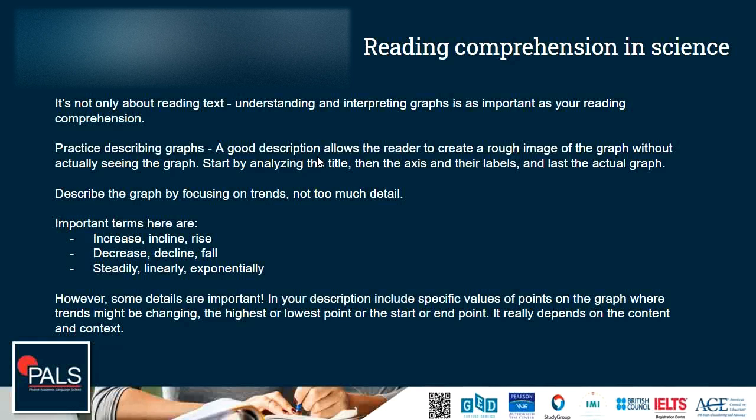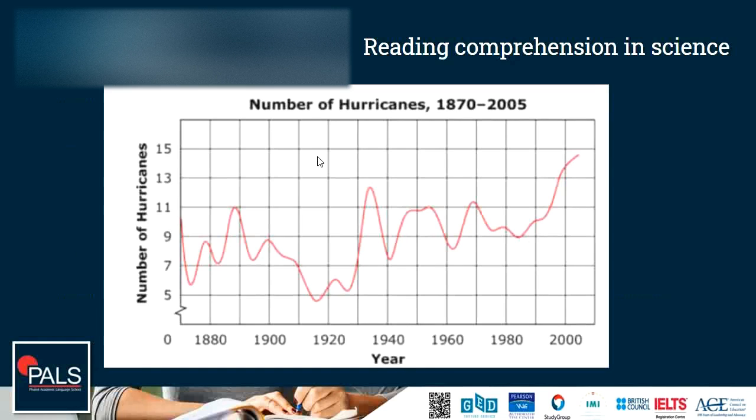After understanding the title of the graph, check out the axis, the scale, the labels, and fully comprehend what the axes are telling you. And once you have understood the title, the labels of the axis, and the scale of the axis, then look at the actual graph and start describing the trends. So what do we have here?